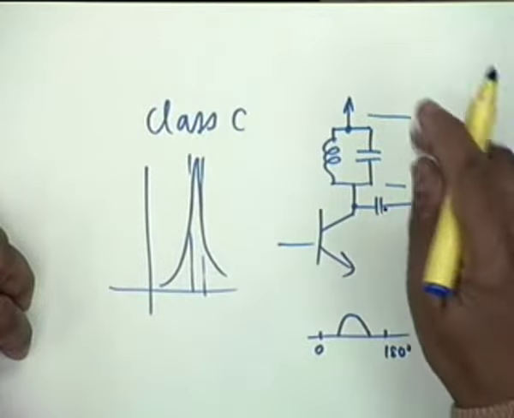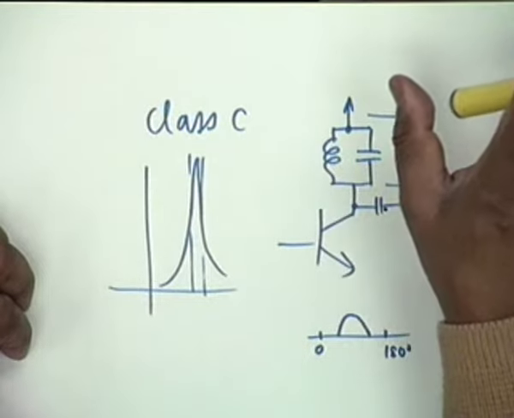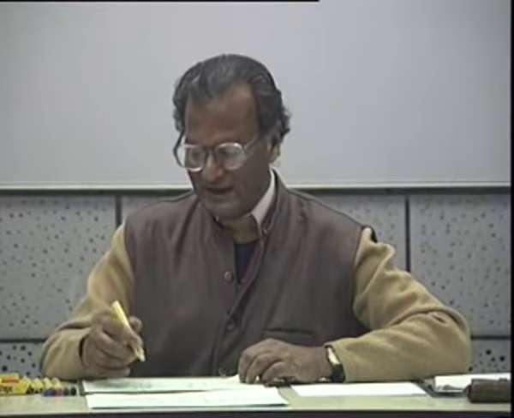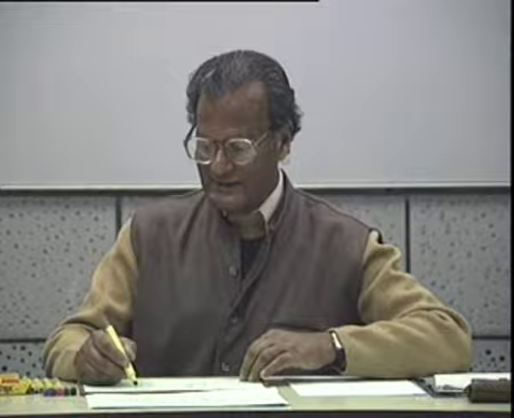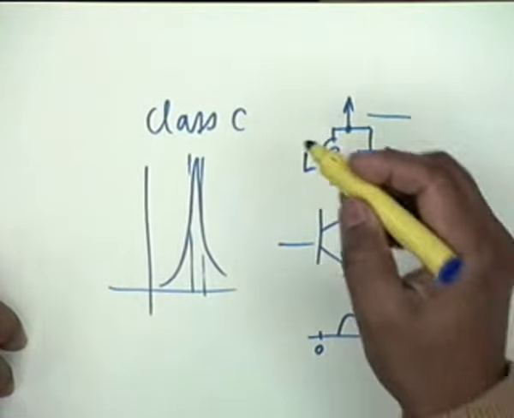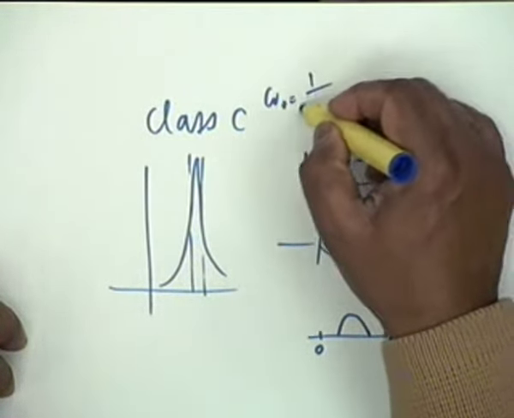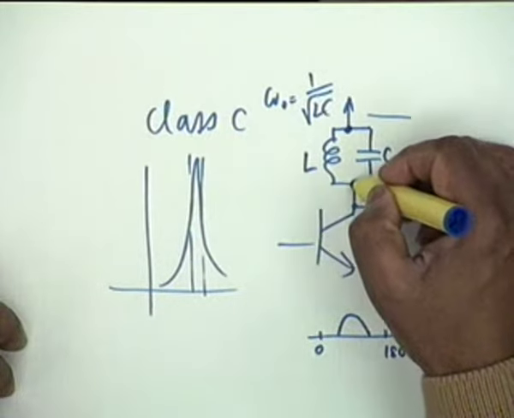Is the point clear? Not much, sir. The effective load here is very small, approximately 0, for frequencies other than the tuned frequency, other than the resonance frequency. So is it so the load is very small for the resonance frequency? Load is very high for the resonance frequency. For the frequency at which omega naught is 1 over square root LC, what is the impedance of this?